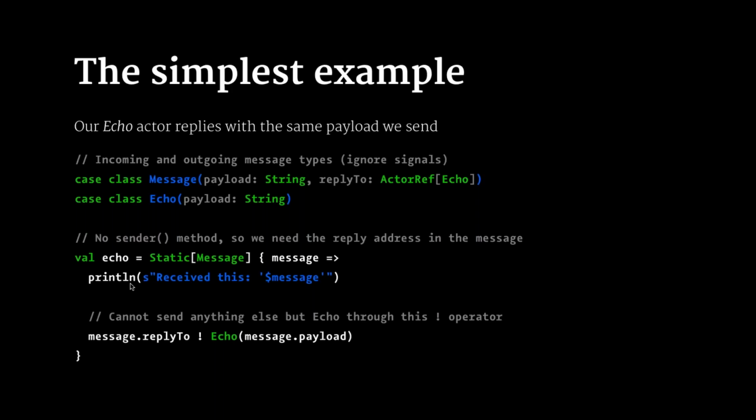Again, we don't have access to the sender method. There's no such thing now. Instead, we're going to grab that reply to actor ref that we put in the message case class. Through that actor ref, I can send back the echo message with the same payload that I received. And again, that reply to is an actor ref that is parameterized. It's an Akka typed actor ref that knows it can only receive messages of type echo. So if in this last line of code here, just before I close my expression, I try to send something else that is not an instance of echo, I'll get a compile error. Very simple. So this is great.